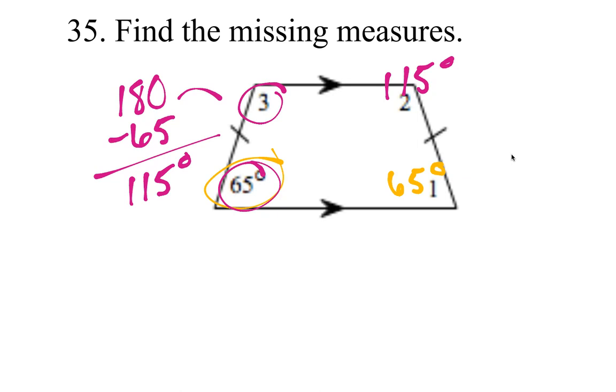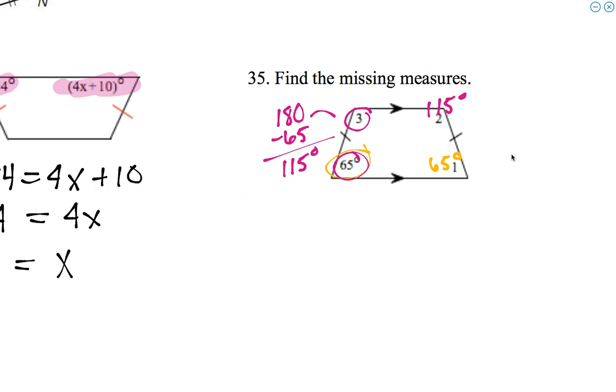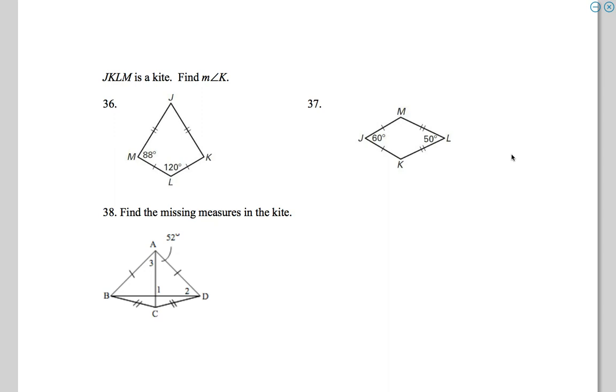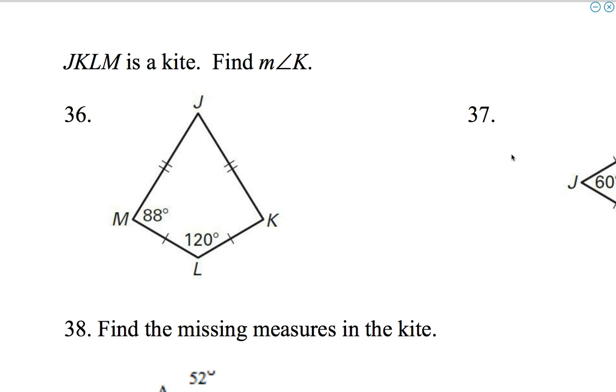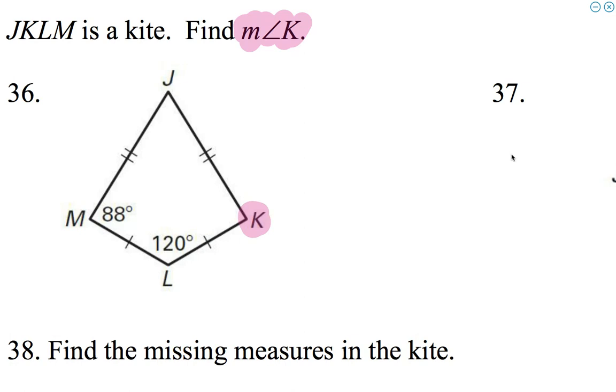Also, they should all add up to 360 because it's a quadrilateral. So the sum of the interior angles should add up to 360. So there's really kind of a separate way around that as well. All right, for a kite here, we have, again, it's a quadrilateral, so they should all add up to 360. Find the measure of angle K. It's 88 degrees.